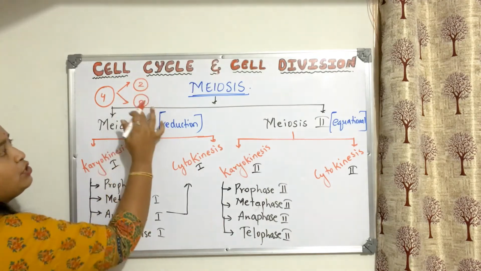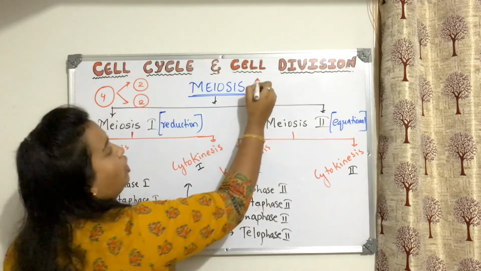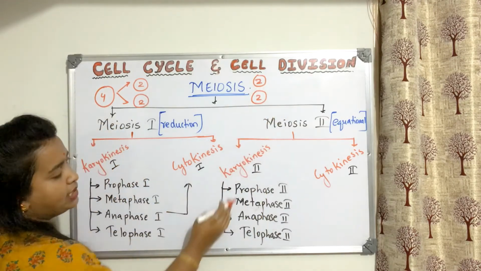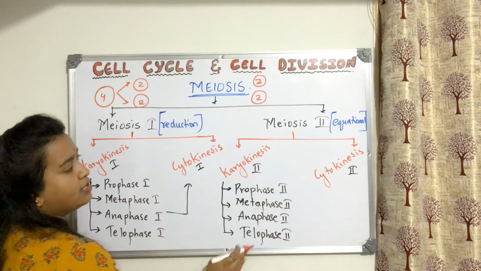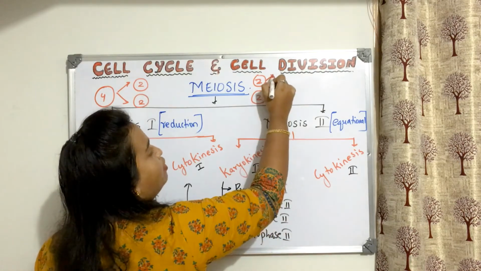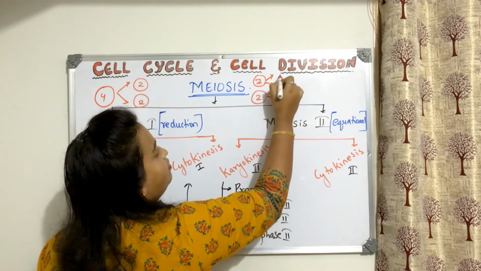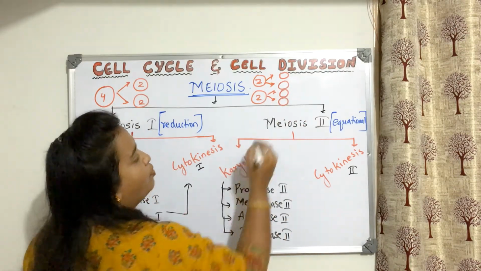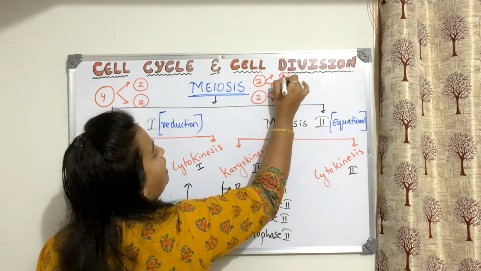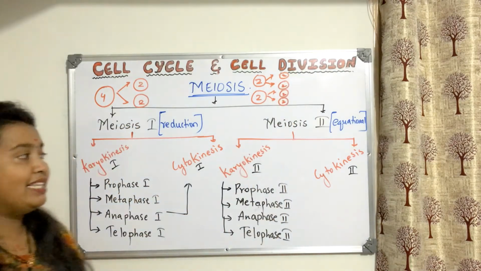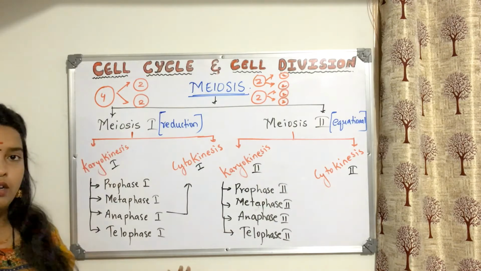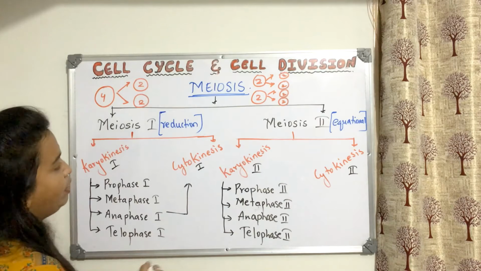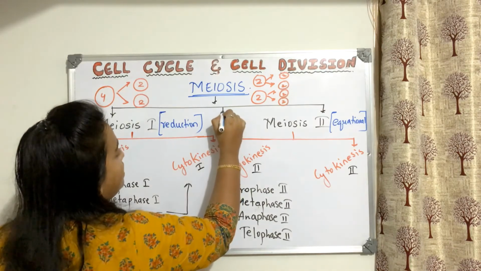Then these 2 cells will enter meiosis 2. So, there are already 2 cells with 2 and 2 chromosomes. What will happen to these 2 cells? As they complete karyokinesis and cytokinesis, they will form totally 4 cells. And what will be the number of chromosomes? 2, 2, 2 and 2. Right? So please take down in this manner only, along with this diagram.